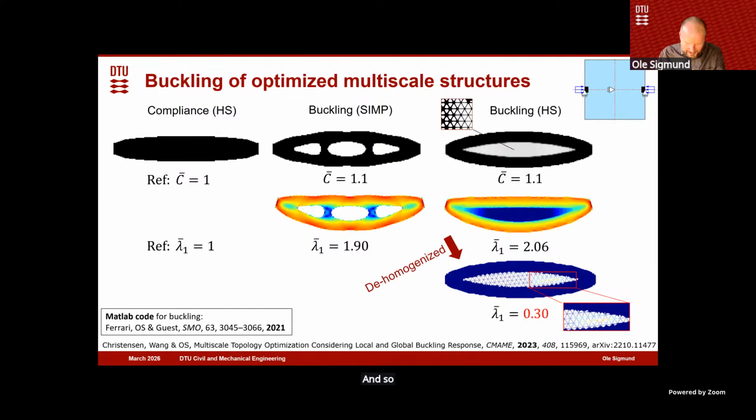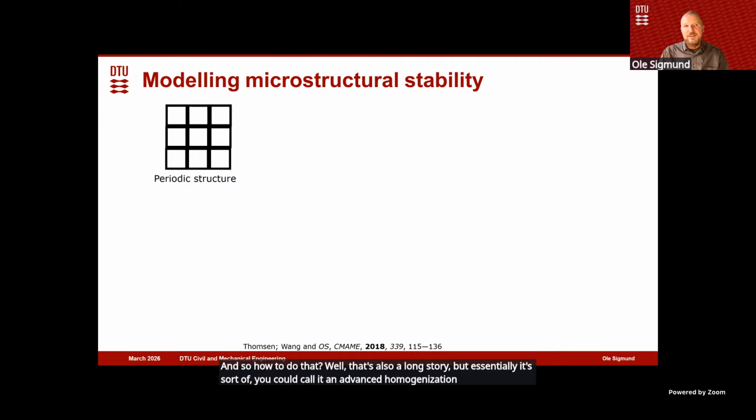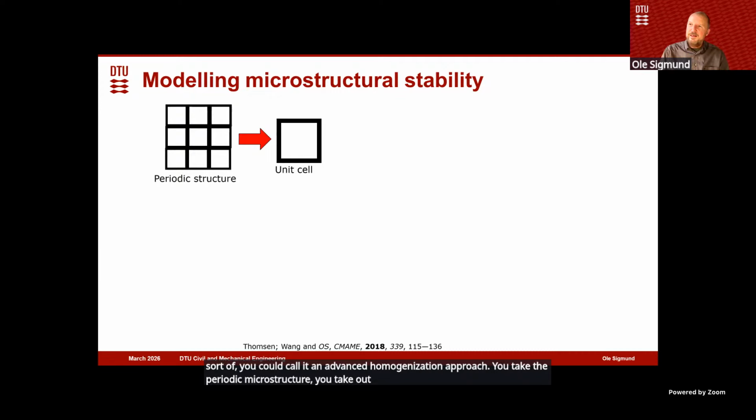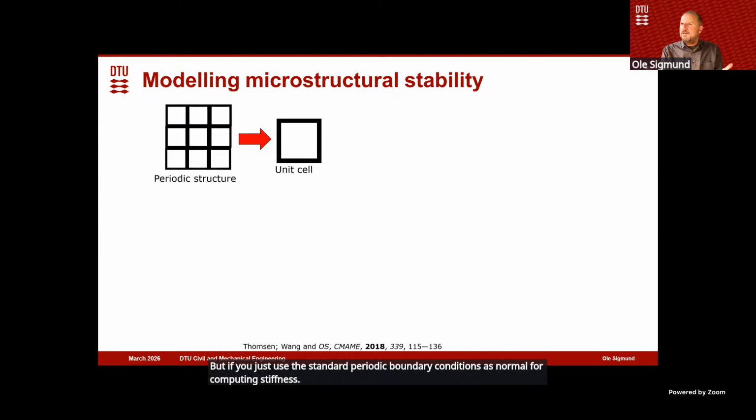And so how to do that? That's also a long story, but essentially you could call it an advanced homogenization approach. You take the periodic microstructure, you take out a unit cell, and then you do your buckling analysis in this unit cell. But if you just use the standard periodic boundary conditions as is normal for computing stiffness, then you will not have freedom in your buckling mode. So you will only be able to look at cell-periodic buckling modes.